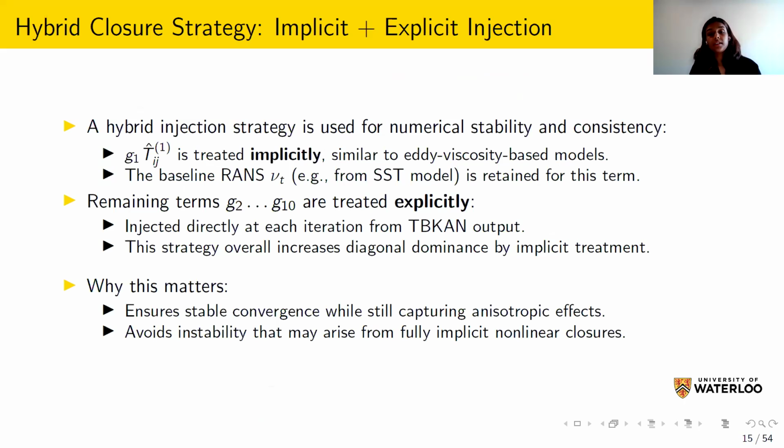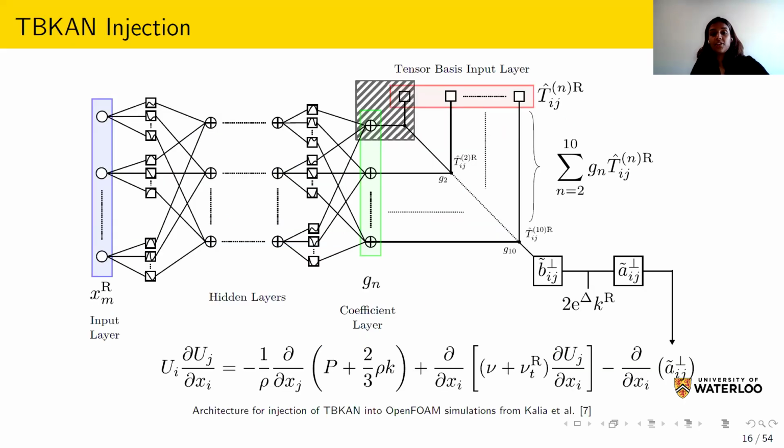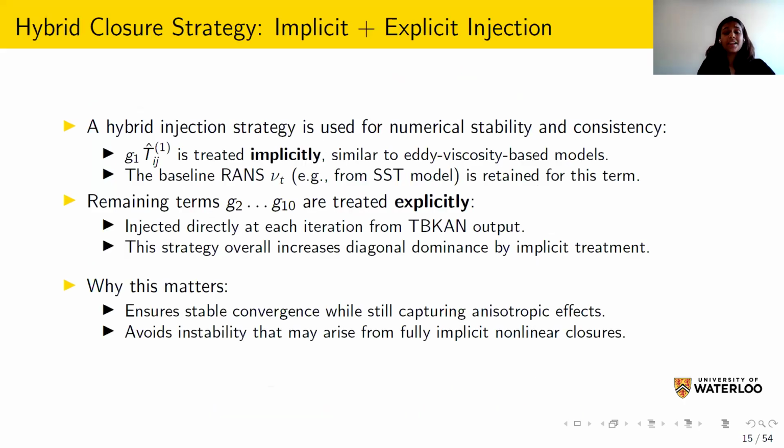And the reason we do this is for numerical stability. So the G1 term is treated implicitly. As you can see, I've hashed out the G1 term. So that's implicit. And then the remaining terms, G2 through G10, are treated explicitly. So they're injected directly at each iteration from the TBCAN output.